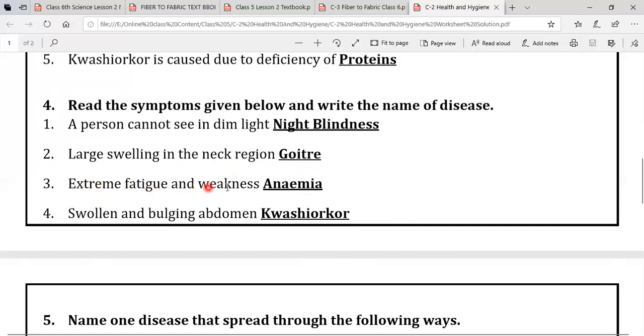Extreme fatigue and weakness. If you have extreme fatigue and weakness, then it is anemia. Fourth one: swollen and bulging abdomen. If there is a bulging and swelling of the abdomen, then the disease is called kwashiorkor.